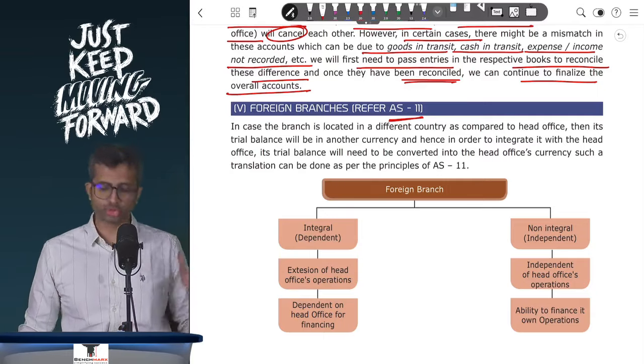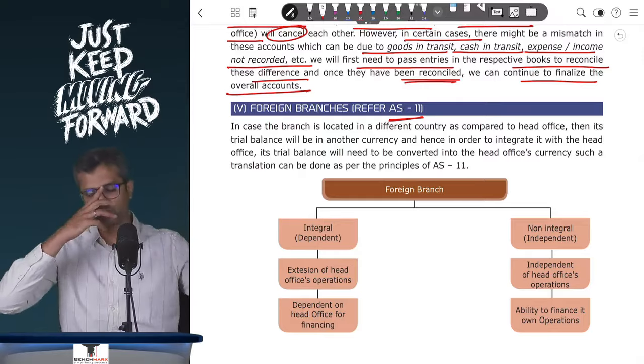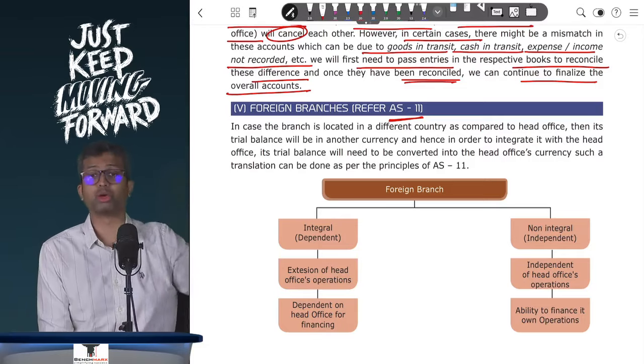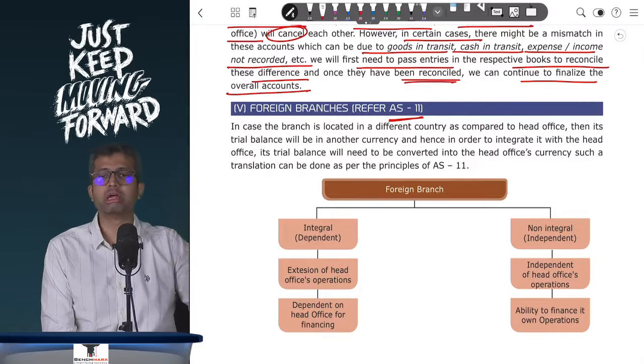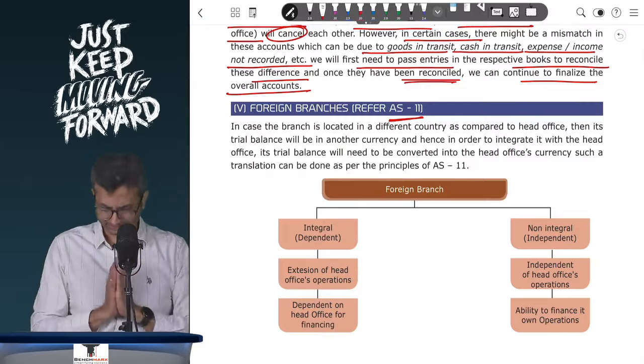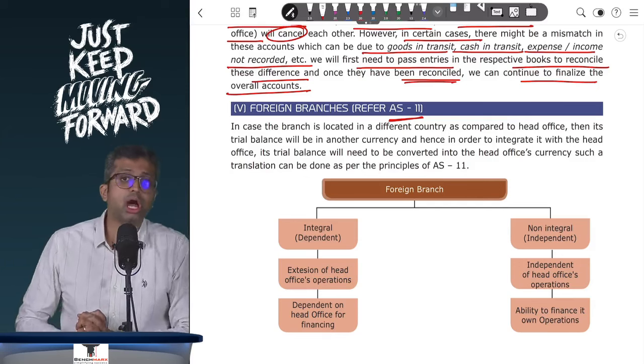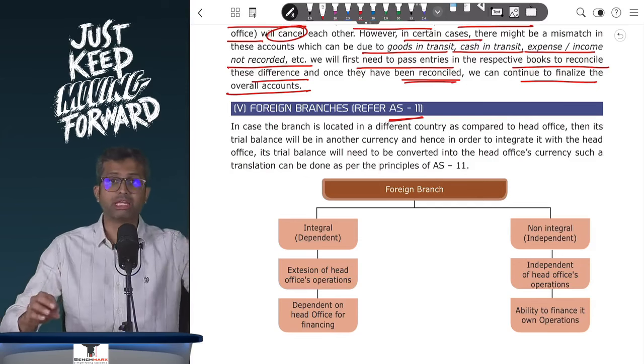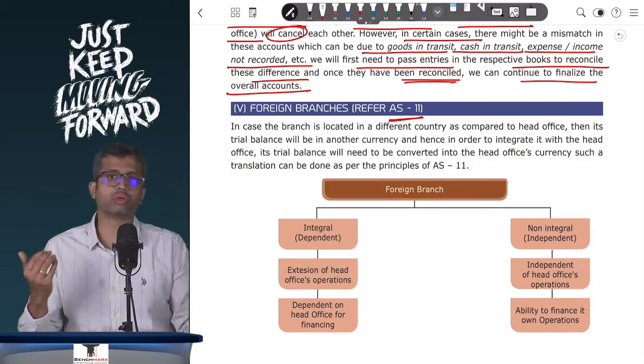So what are the rates you should select? Or it can also be the other way around. You are an Indian branch of a US company. You have prepared your trial balance in rupees, but the branch needs to give data to its head office. Head office needs it in dollars, and hence you'll have to convert it. Now AS11 gives you these translation principles, but before giving those principles, it requires you to segregate the branch into one of the two categories.